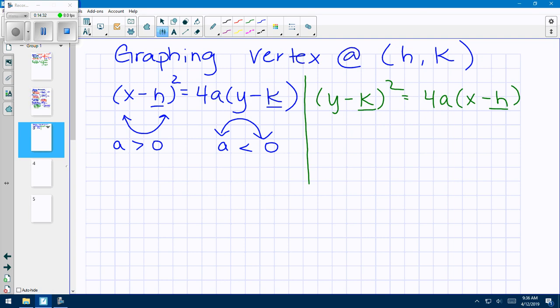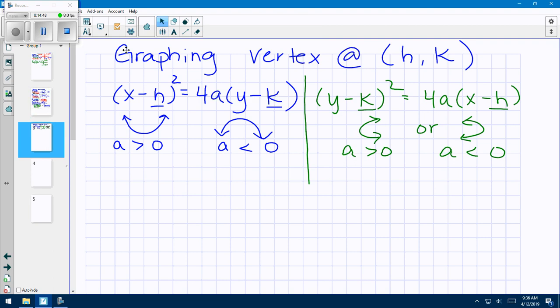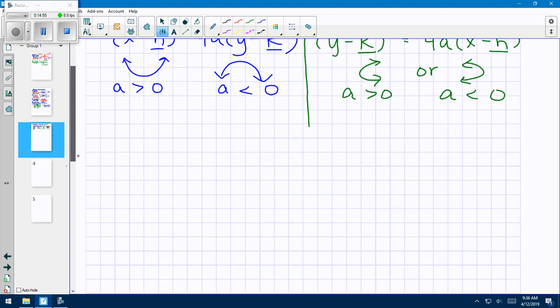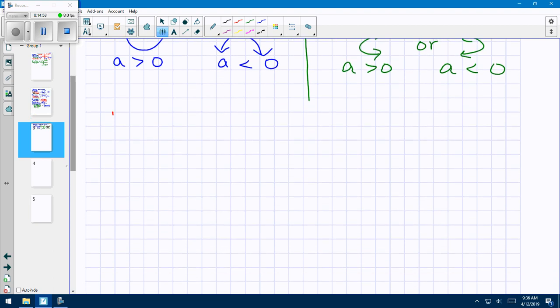So when you list the vertex here, you always go h comma k. Notice how the h is always connected to the x term. So we know this is going to be a parabola that either opens up to the right or to the left, depending on the value of a. If a is positive, we open up to the right. And if a is negative, we open up to the left. Okay. So based on that, let's take a look at our first sketch here. The first example will be (x - 2) squared equals -4 times (y - 3).